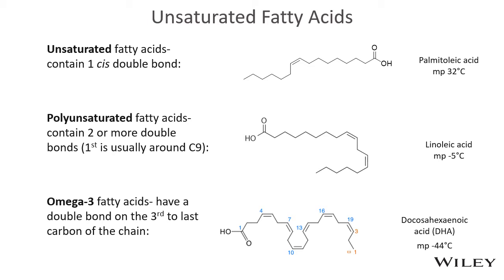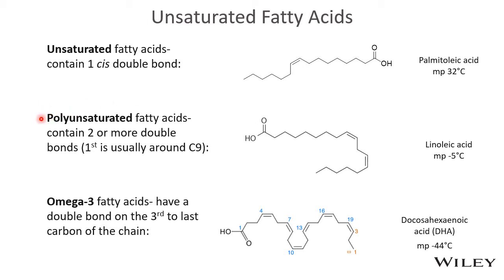Even under the category of unsaturated fatty acids, there are different types of unsaturated fatty acids. So monounsaturated fatty acids contain one cis double bond. An example of that is palmitoleic acid, which has the cis double bond located here.